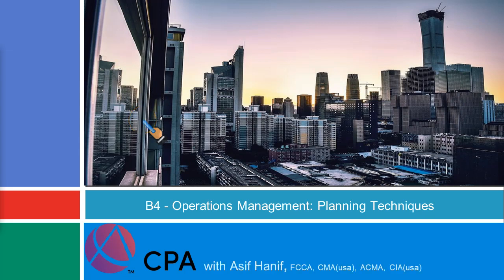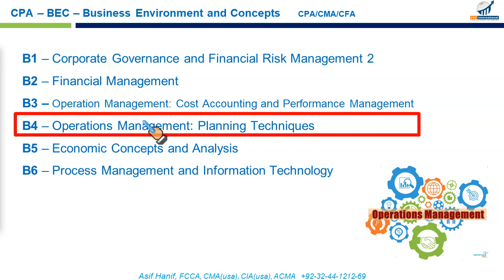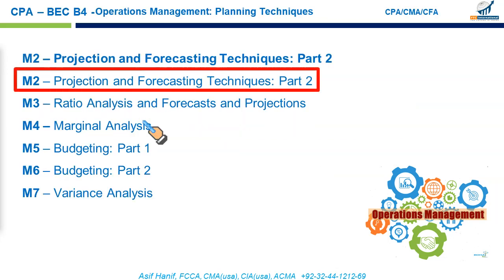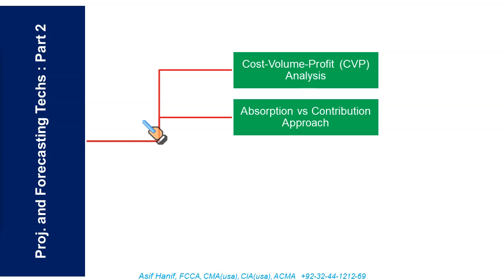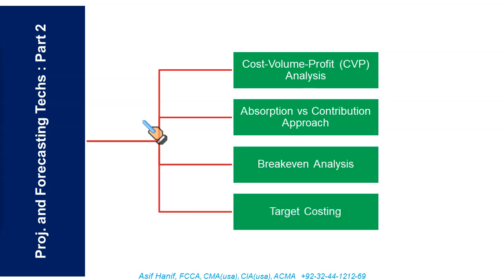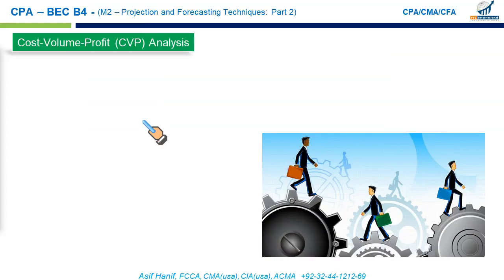Before operations management, planning and technique, we are right here, and this is the next module, projection and forecasting techniques part 2. What exactly are we covering in this module? Cost volume profit analysis, CVP analysis, absorption versus contribution approach, break-even analysis, and finally target costing. Let us do the first sub part of this module, cost volume profit analysis.